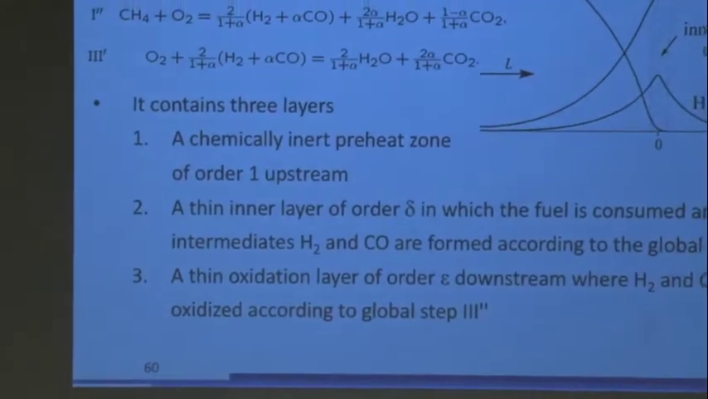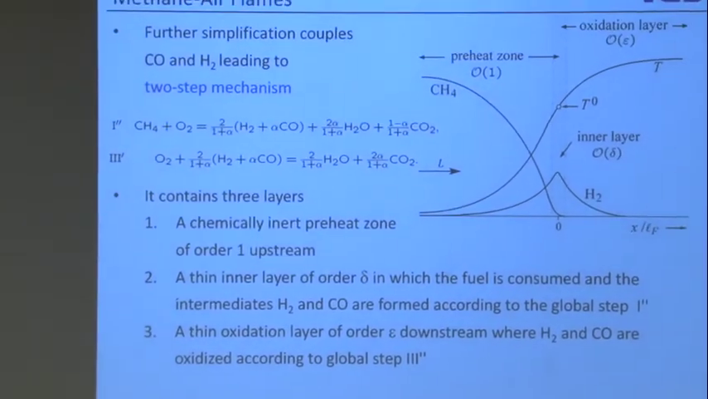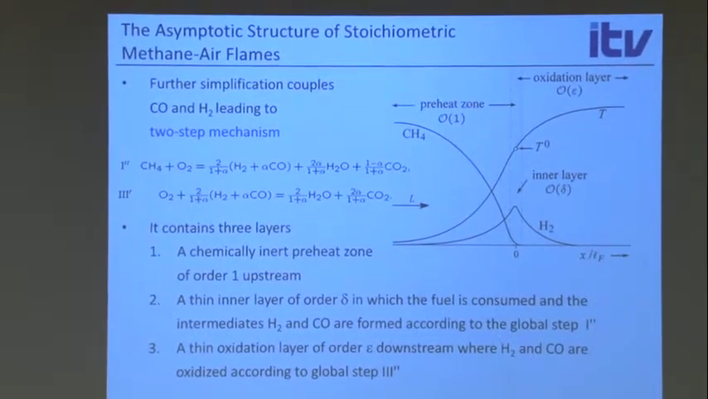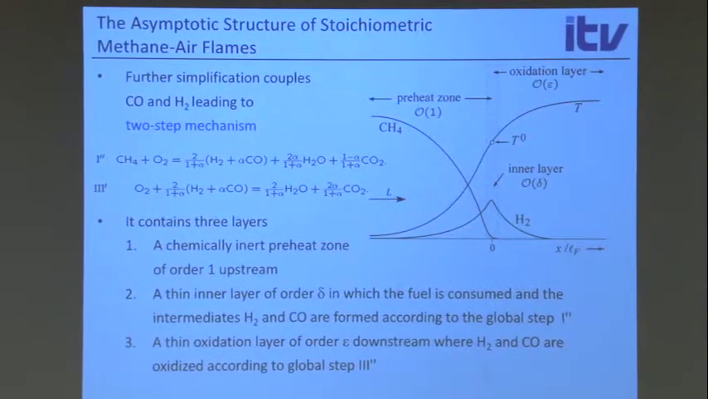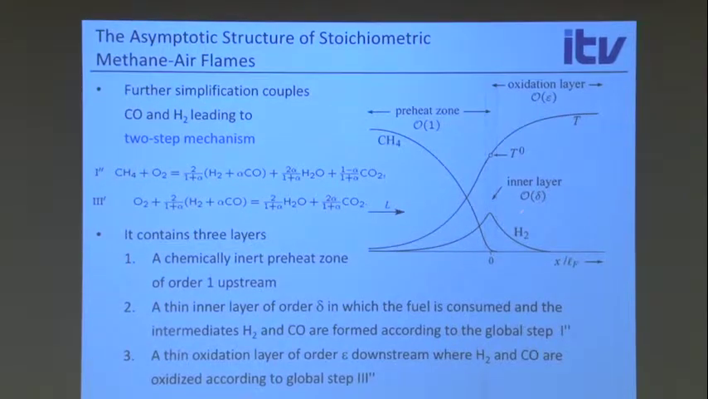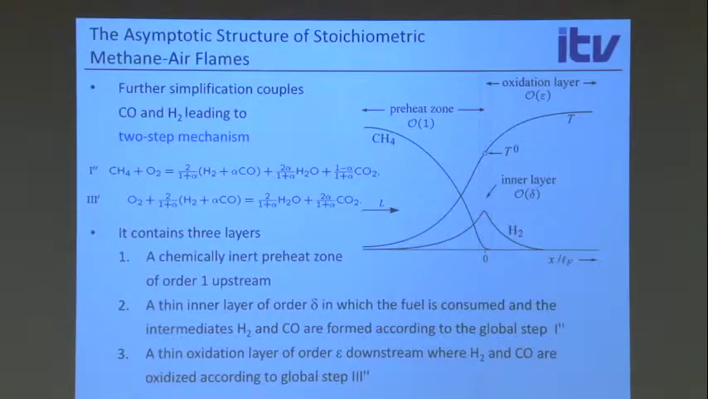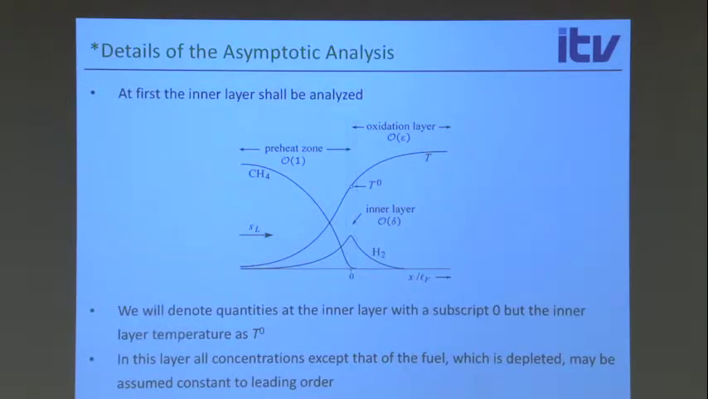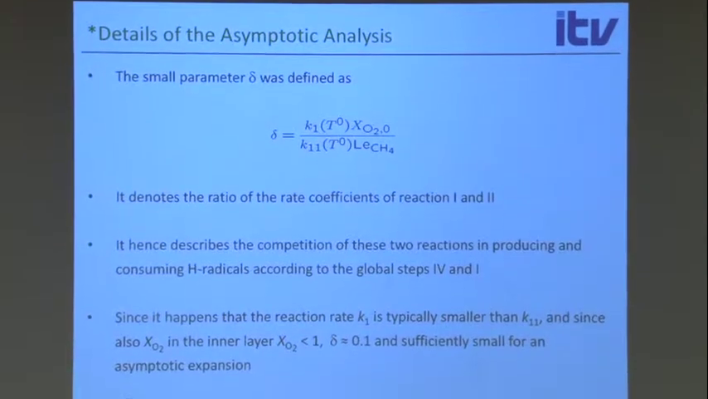But here then we have two chemical layers. If you would consider the three-step mechanism, you would have one more layer, and the four-step mechanism would have one more layer, okay? Anyways, so this has three layers: the preheat region, the reaction zone, which is very thin, and then an oxidation layer, which is much larger. So here we say this is of order delta, this is of order epsilon, and epsilon is much larger than delta. And both delta and epsilon are much smaller than 1. Okay, so this gives you now the details of the analysis, which we are not going to go through.